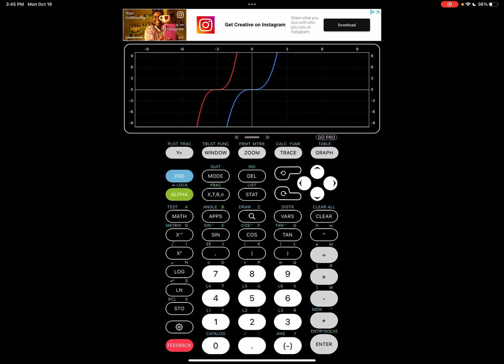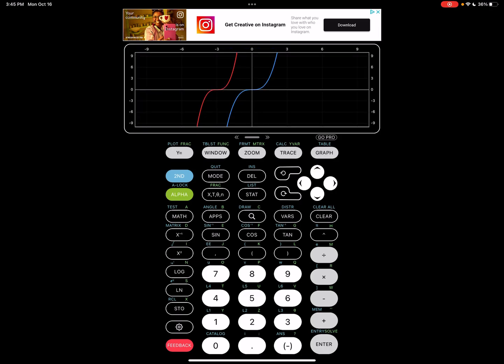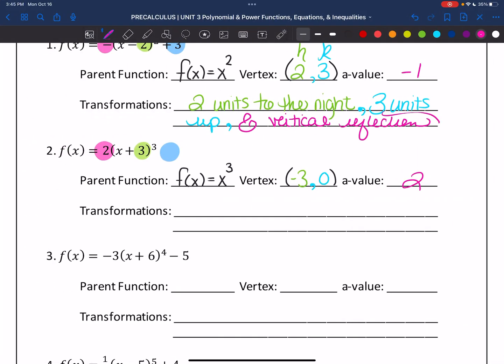Okay, to begin with, the blue function is our parent function. So the blue one is what it is originally. The red one, notice what happened here. It moved which direction? It moved to the left. It moved 3 units to the left. That's because of our h value. There was no k value, so it didn't move up and down at all.